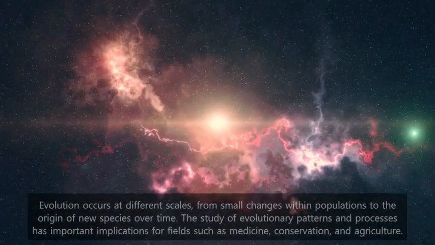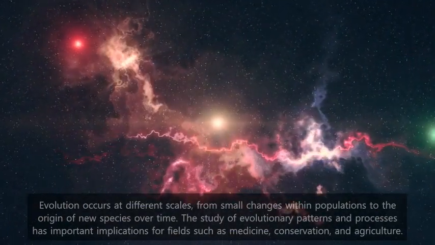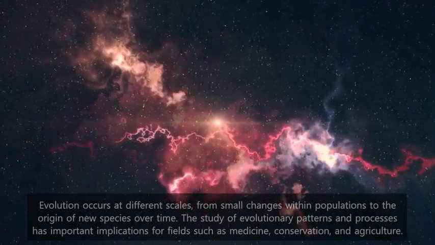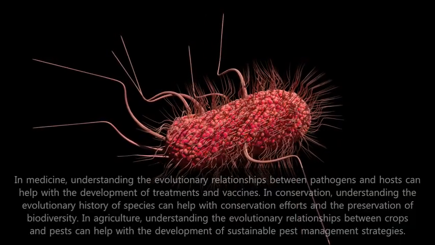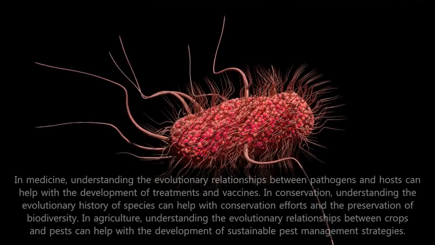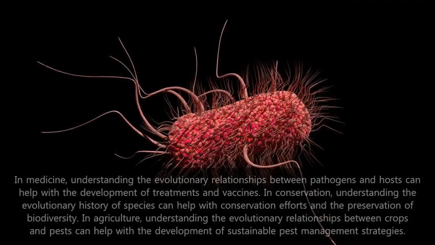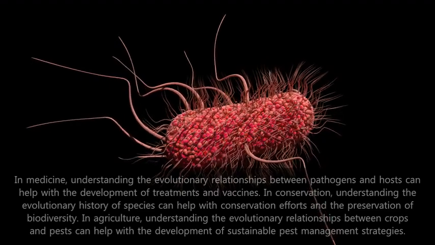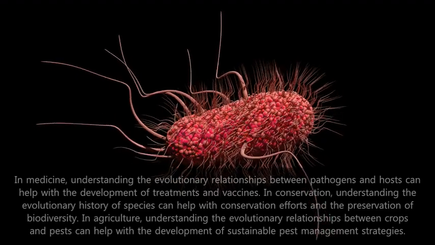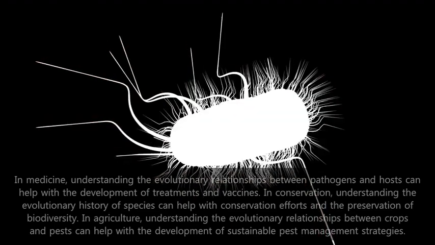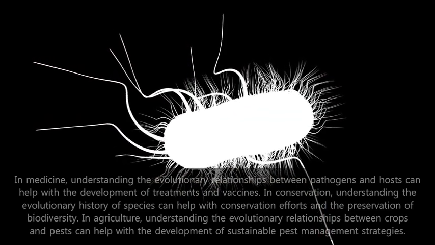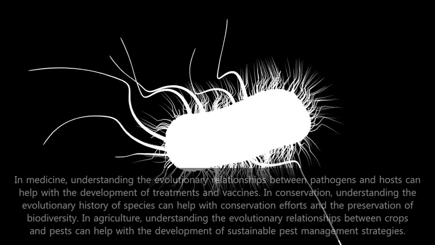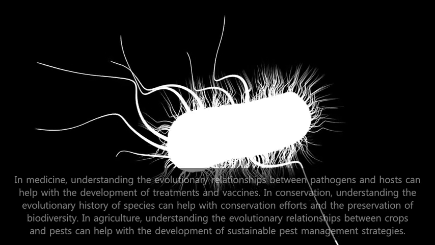The study of evolutionary patterns and processes has important implications for fields such as medicine, conservation, and agriculture. In medicine, understanding the evolutionary relationships between pathogens and hosts can help with the development of treatments and vaccines. In conservation, understanding the evolutionary history of species can help with conservation efforts and the preservation of biodiversity. In agriculture, understanding the evolutionary relationships between crops and pests can help with the development of sustainable pest management strategies.